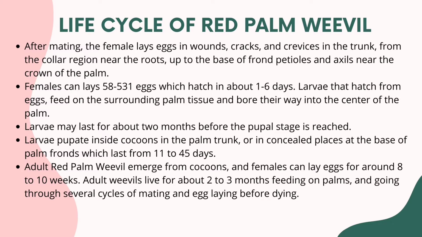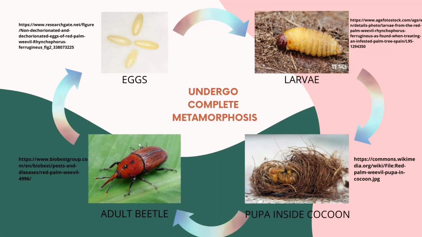Then, larvae will pupate inside cocoons in the palm trunk or in any concealed place at the base of the palm fronds, which lasts from 11 to 45 days. After the adult red palm weevil emerges from the cocoon, the female adult can lay eggs for around 8 to 10 weeks. Adult beetles live for about 2 to 3 months, feeding on palms and going through several cycles of mating and egg laying before dying. This insect also undergoes complete metamorphosis from egg, larva, pupa, and adult.